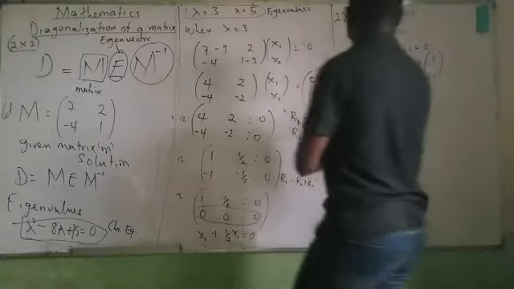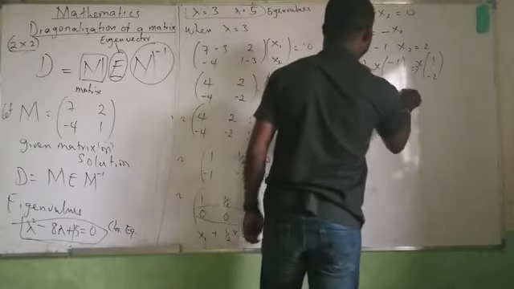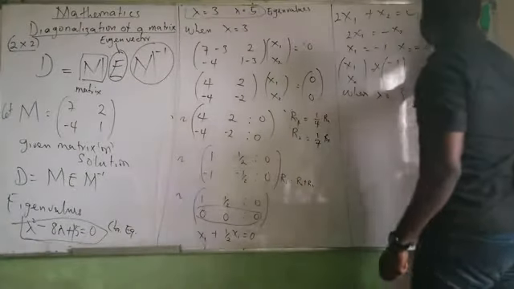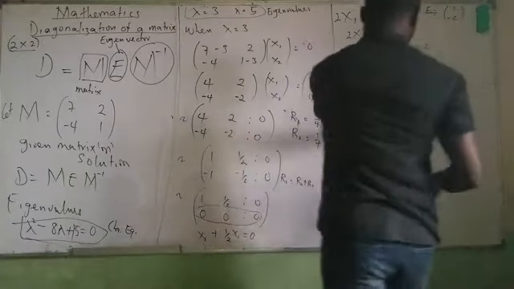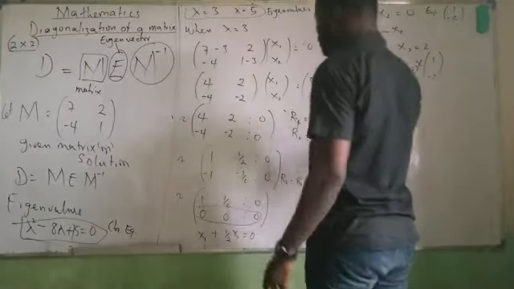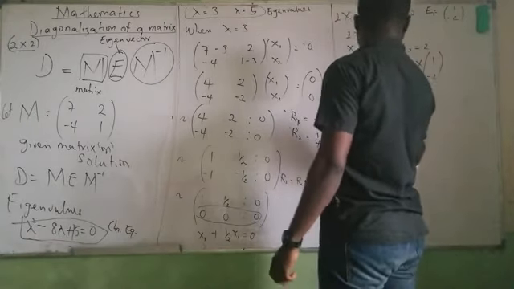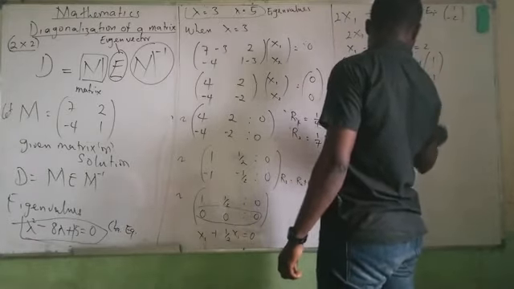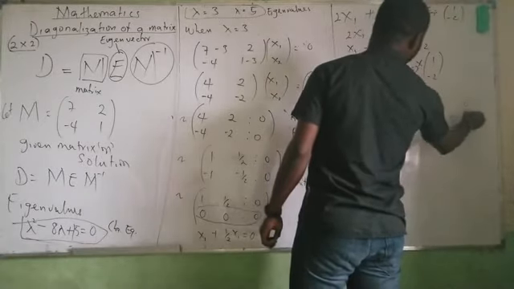Now, the next thing I need to do is when lambda equals 5. When my lambda equals 5, it means my eigenvector 1 will be equal to 1, minus 2. There is no problem. Now, I want to work on the other part. I'll be having, when my lambda equals 5, it means 5 minus 2, and 2, and minus 4, 1 minus 5, and I'll be having x1, x2, which is going to be 0, 0.